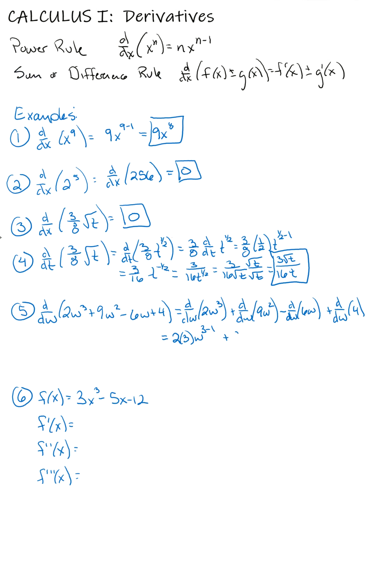The next one, I'll keep that 9, bring that exponent there to the front, w raised to the 2 minus 1. Next we have a minus, and I've got the 6. Now here you can imagine that the exponent is a 1, so I'll again use the power rule.